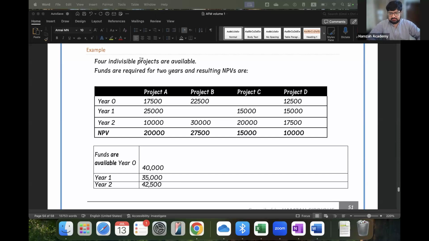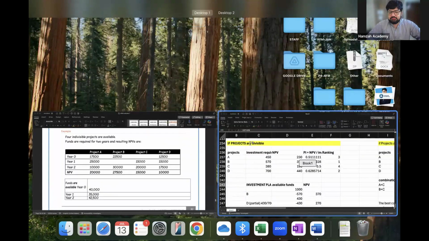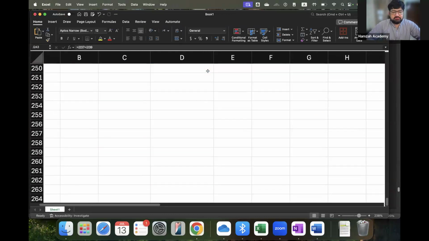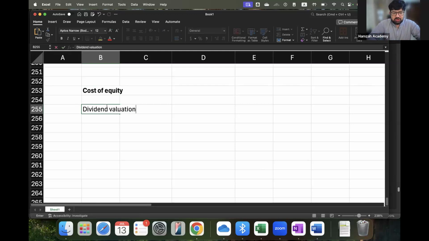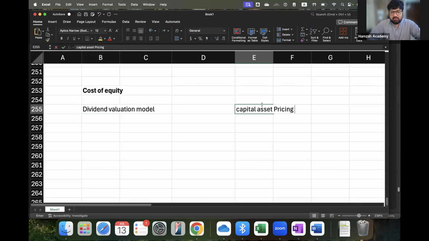Yes, everyone. So, cost of equity capital. How is it calculated? There are two methods. One is called the dividend valuation model. The other is called the capital asset pricing model.